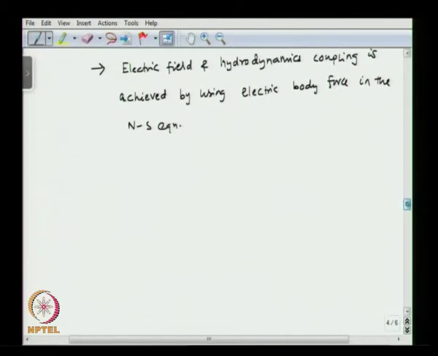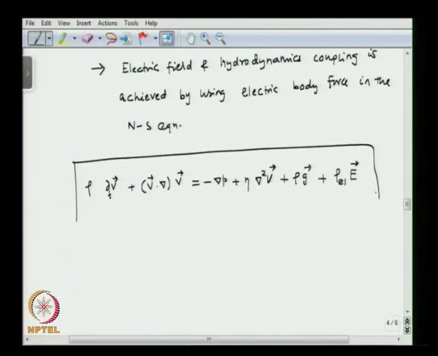So we can write this way: rho del V over del T, I am using T notation here, plus V dot del into V, this is the convection term, will be equal to minus del P plus eta del square V plus rho G plus rho electric, the charge density, into electric field. So that is the Navier-Stokes equation for electrohydrodynamics, okay. And this is the electrical body force term.